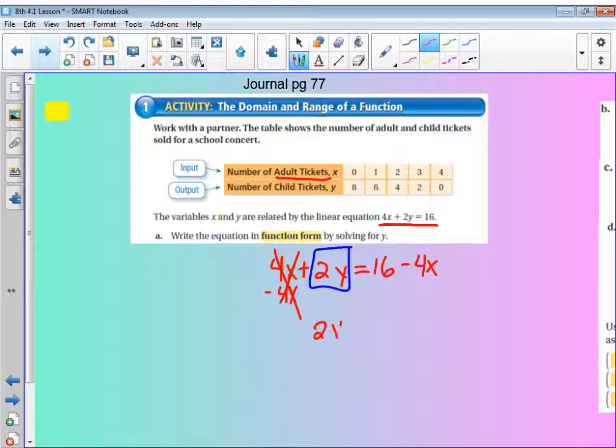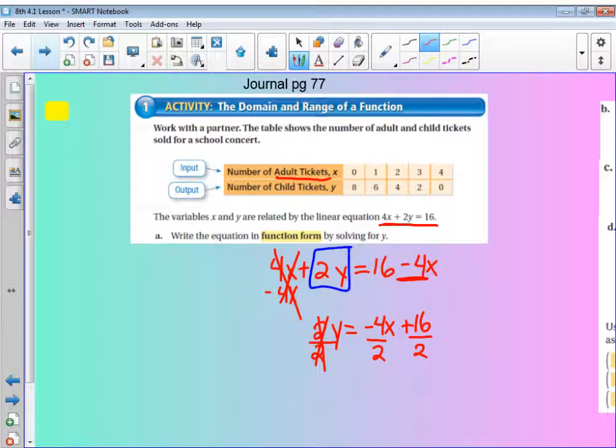I have 2y equals, remember if I rearrange, that negative has to stay with the 4x, and then that's a positive 16. Now I still have to get y all by itself, so I need to get rid of that 2. So I'm going to divide by 2, and then each of these is divided by 2.